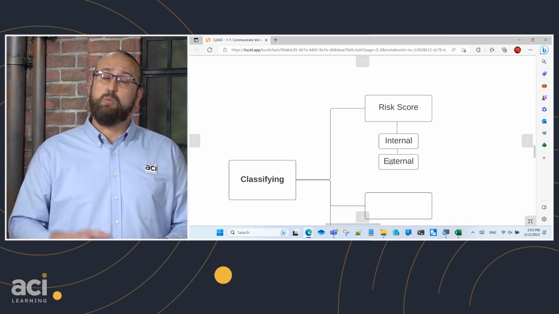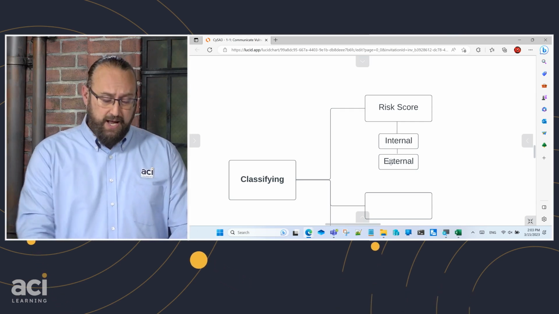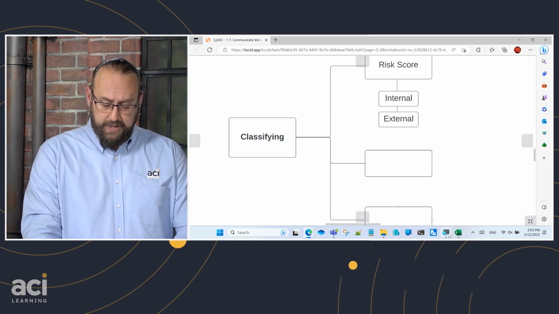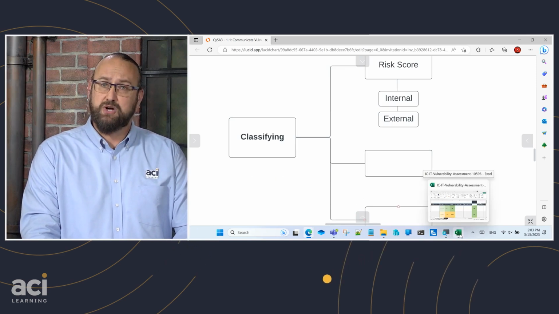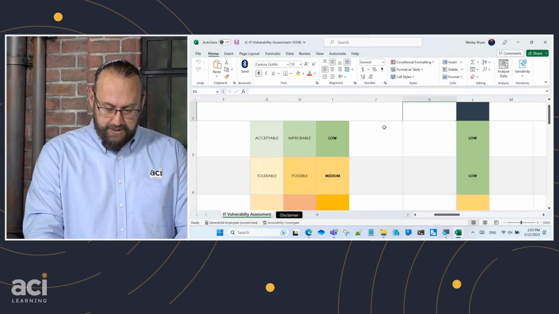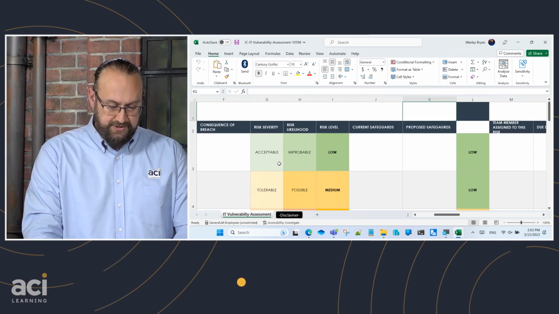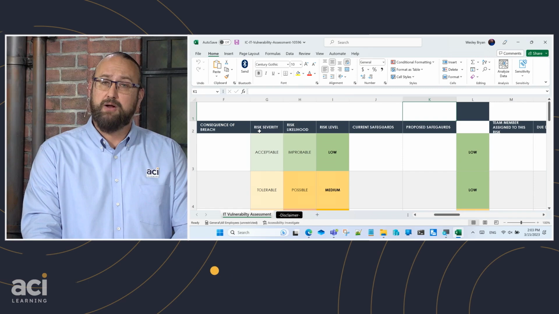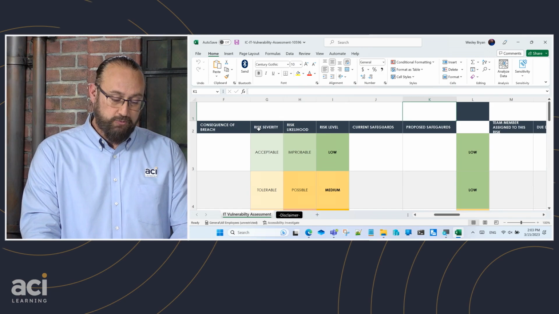We also have to know what the external threats are too. And when we can do that, we can essentially start some prioritization, right? We can use something like our risk severity, right? We talk about our risk score. What is the likelihood that something's going to happen? What is the risk severity, right?